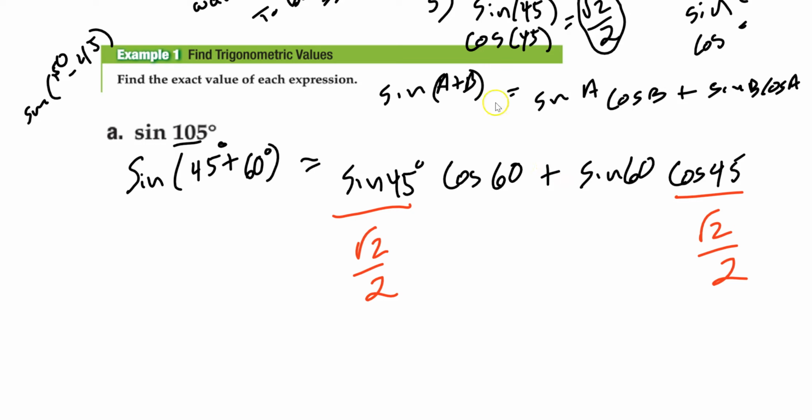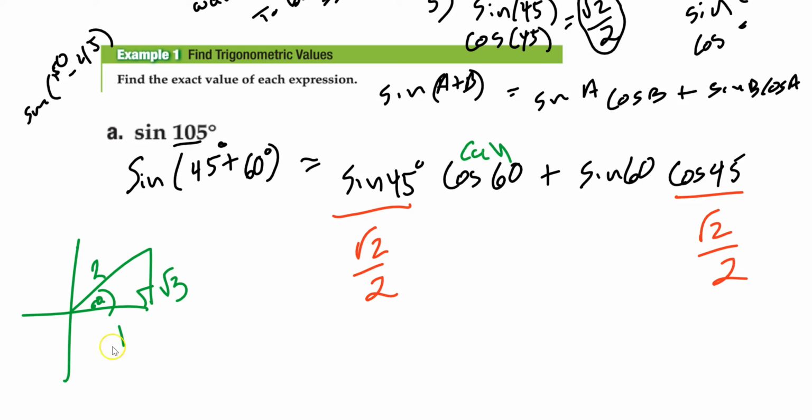Now again, that you can do any way you want. Table, triangle, whatever you want to do. So I'm going to do a triangle real quick because you know the way I roll. So this is 60. Opposite 60 is rad 3, hypotenuse is 2, adjacent 1. Cosine is adjacent over hypotenuse, so 1/2. Sine is opposite over hypotenuse, so rad 3 over 2.